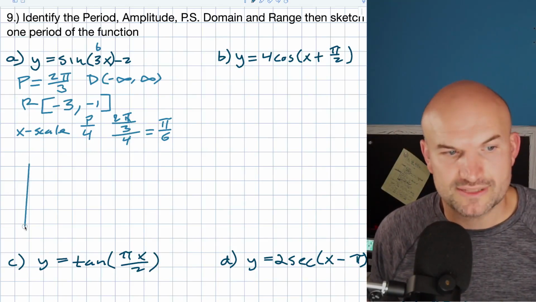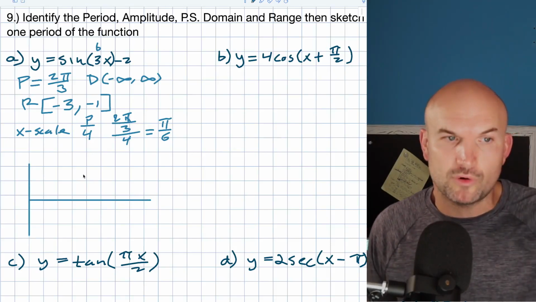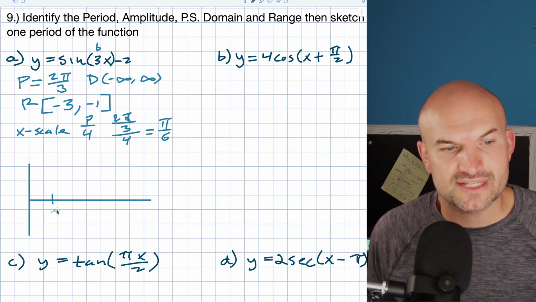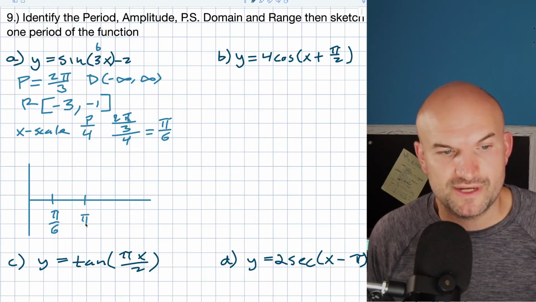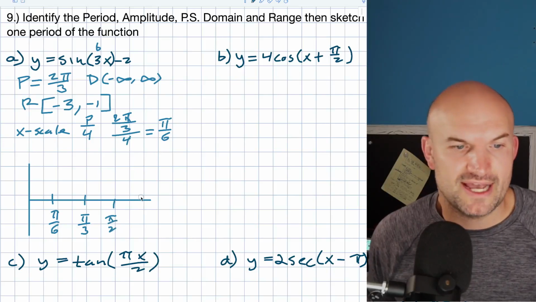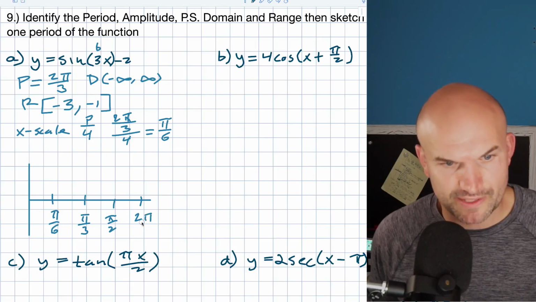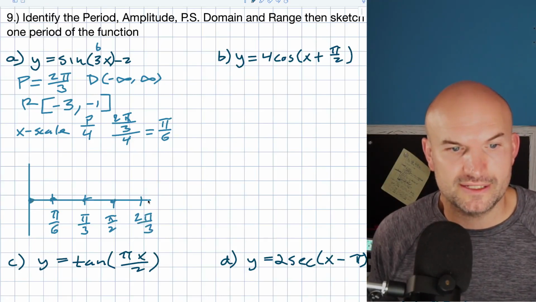The reason that's important is because it tells me all the important points of this graph. So I have pi over 6. This would be 2 pi over 6, which is pi over 3. Then I have 3 pi over 6, which is pi halves. And then I have 4 pi over 6, which is 2 pi over 3. So there are 5 important points: here, here, here, here, and here.